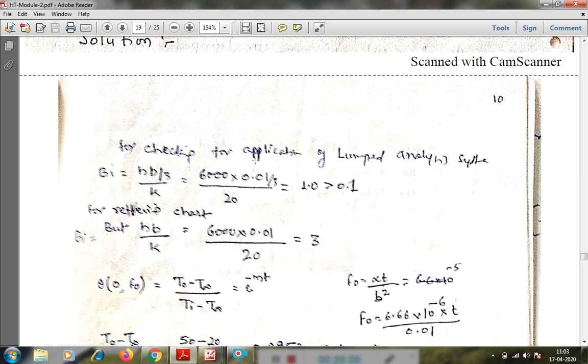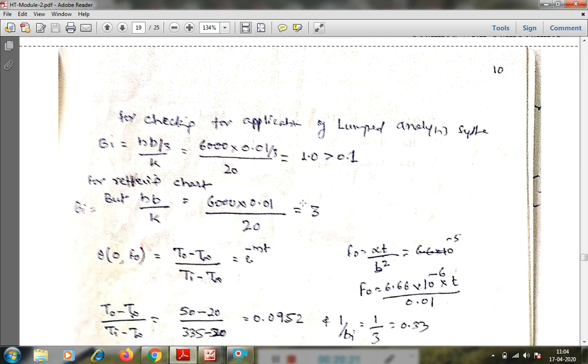Then we have to check whether lumped system analysis is applicable or not. Biot number is hL by k, where the characteristic length is R by 3, so h R by 3k. Here if it is greater than 0.1, then it is not necessary to use lumped system analysis. We have to go for the transient temperature charts. For referring to the chart we use hR by k as the Biot number. Then the Biot number is 3 here.